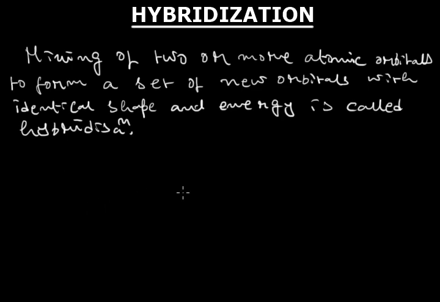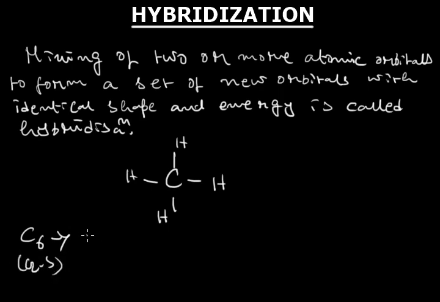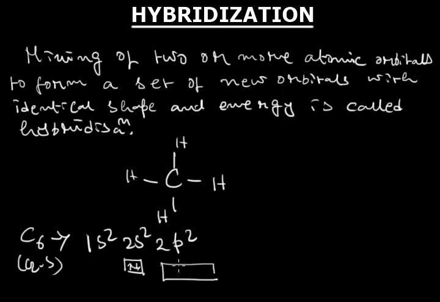Now what does it mean? Let us consider an example, methane. In methane, carbon forms 4 bonds with 4 hydrogen atoms. Now the electronic configuration of carbon, 6, in ground state is 1s2, 2s2, 2p2. The 2s orbital contains 2 electrons and the 3 2p orbitals contain 2 electrons.